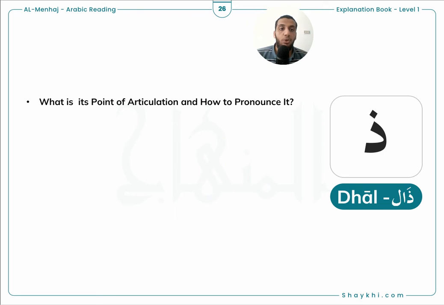Let's now move to the next question, which is whether this letter is heavy or light. The translation of this question is whether the back of the tongue will be raised or not. If it's raised, it will be heavy. If it's not raised, it will be light. So, if I told you now that the back of the tongue will not be raised when we pronounce letter Dhal, you have to discover and say that letter Dhal is a light letter. And this is correct.